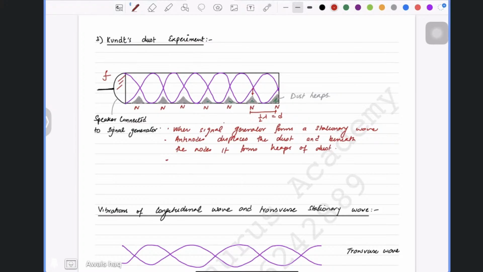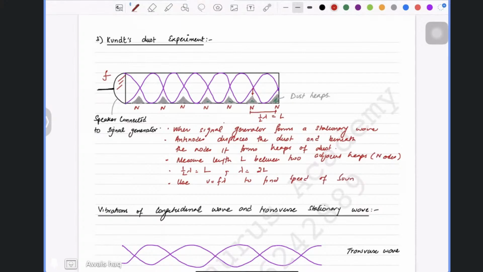Then measure length L, let's write L, between two adjacent heaps, which basically represents nodes, okay, where then half lambda will be equal to that length and lambda will be equal to basically 2L. Then use v is equal to f lambda to find the speed of sound, just like this. All right.